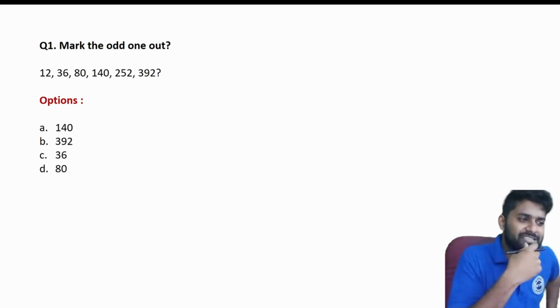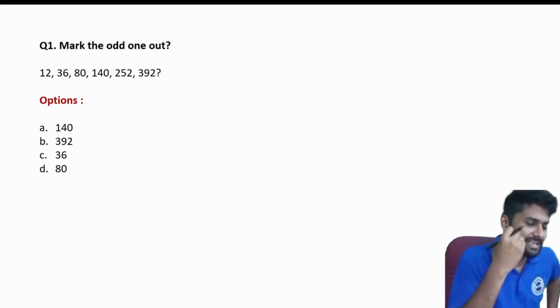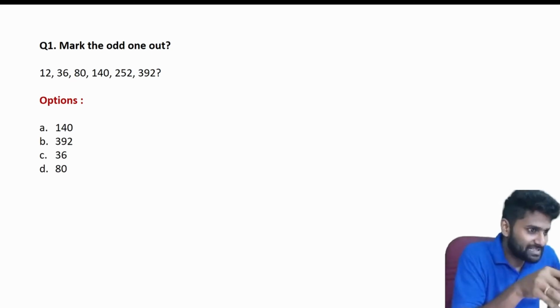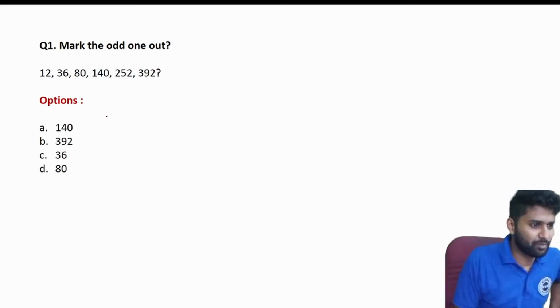See here, question number one is related to number series. Guys, there are different types of patterns in number series. If you recognize what kind of mathematical operations we can apply in this series, we can get the result. Now the question here, what is the odd one out?